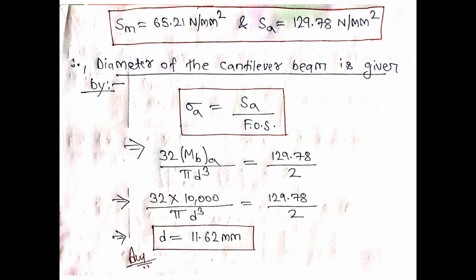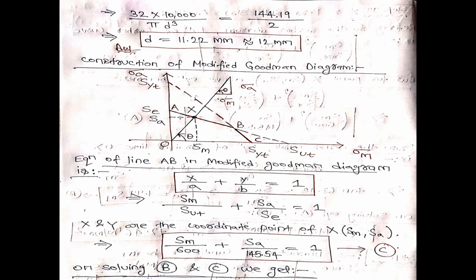If you solve this expression, you will get the diameter of the beam to be 11.62 mm. So this is the diameter of the cantilever beam when you take the modified Goodman theory as the failure criterion. And if you take the Gerber theory as the failure criterion, you will get the diameter of the beam as 11.22 mm. Is the problem clear to all of you?